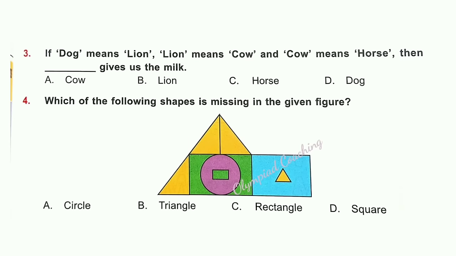Question number 4. Which of the following shapes is missing in the given figure? Let us check the options. Option A, circle. Clearly, this is a circle. Option B, triangle. This is a triangle. Similarly, there are also other triangles. Option C, rectangle. This is a rectangle. Option D, square. Here, we cannot find a square. So option D is correct. Square is missing in this figure.